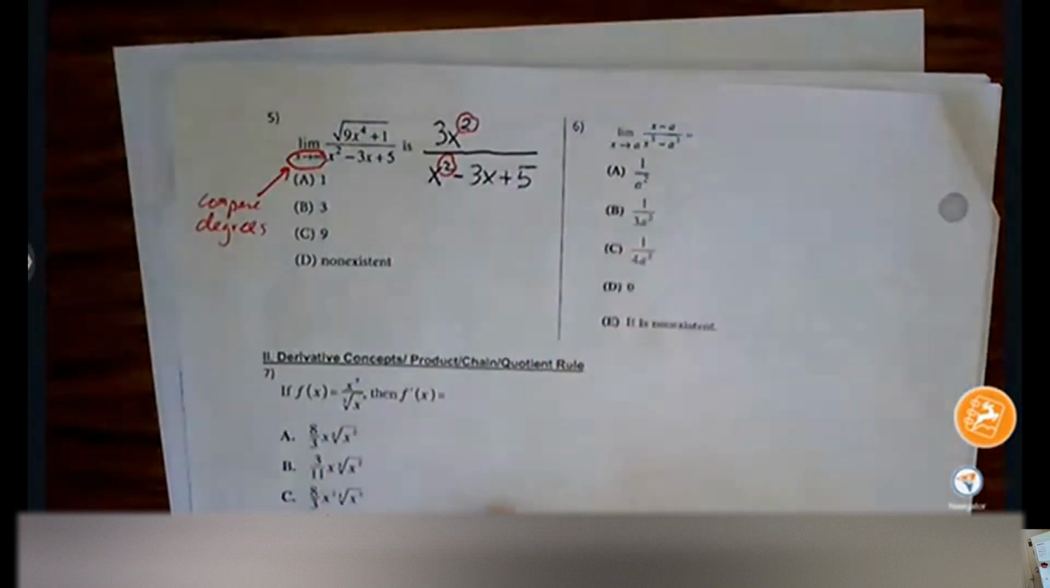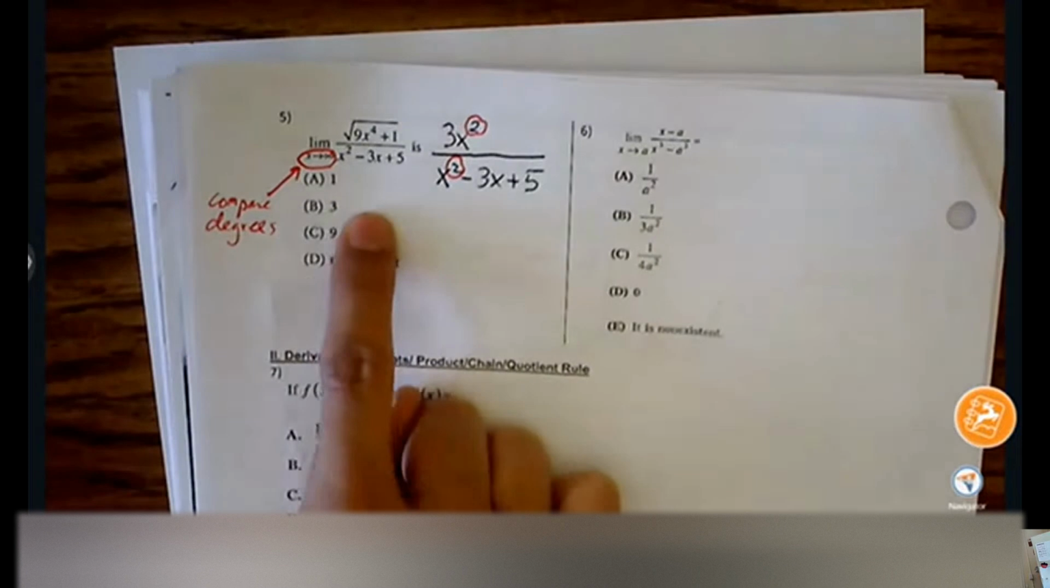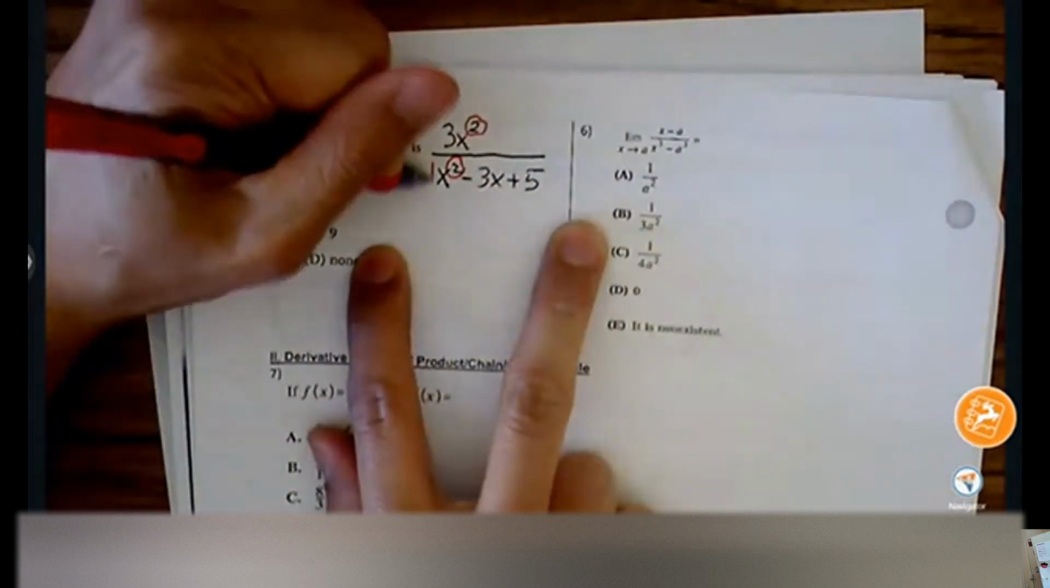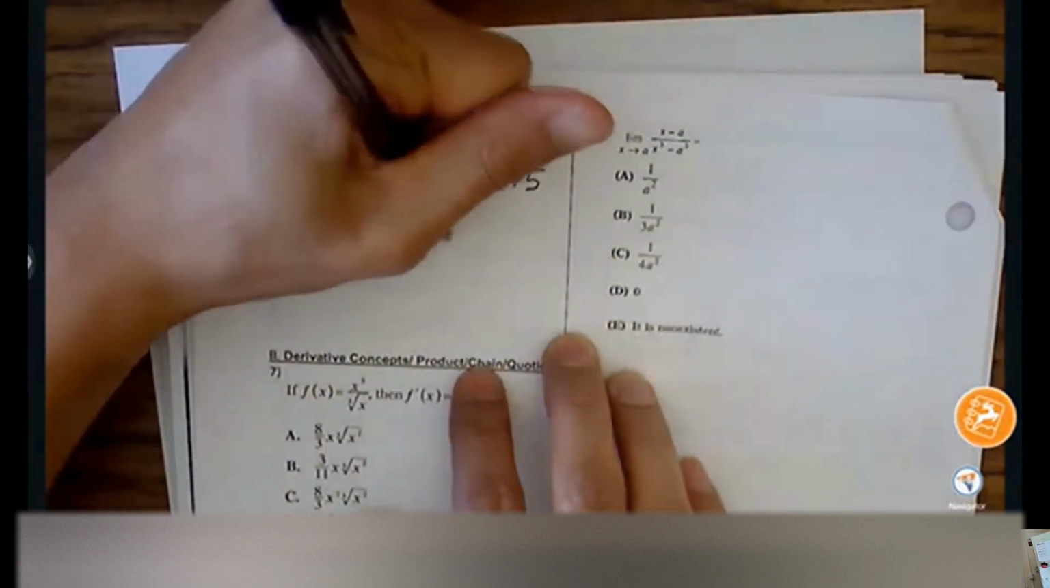So we see the degrees match. If degrees match, we know that our limit is just the ratio of the coefficients. So we look at the number sitting in front. We have 3 and 1. So our limit is just going to be 3 over 1, which is 3.